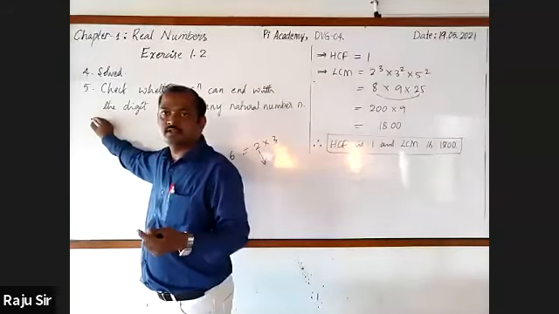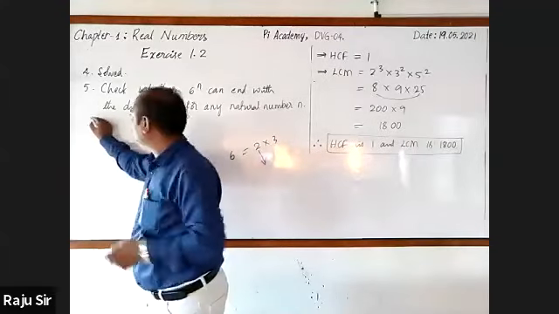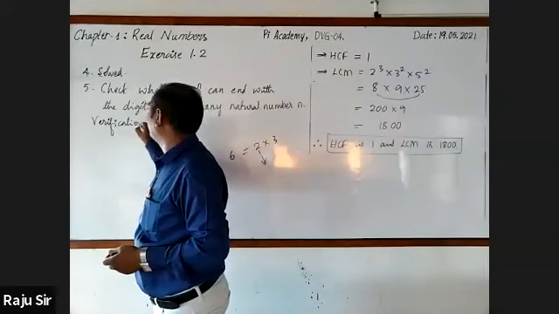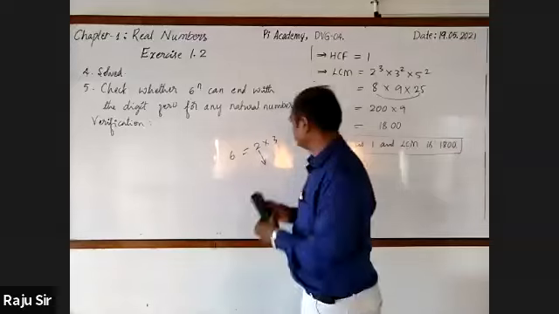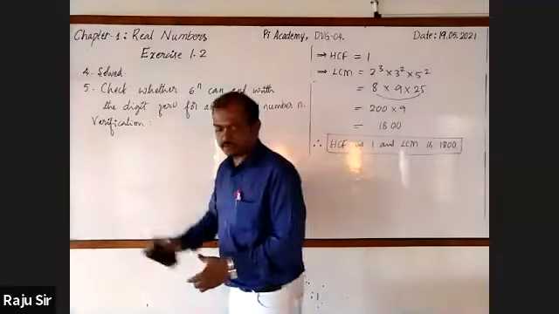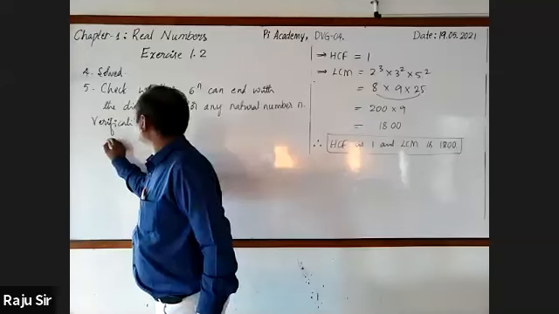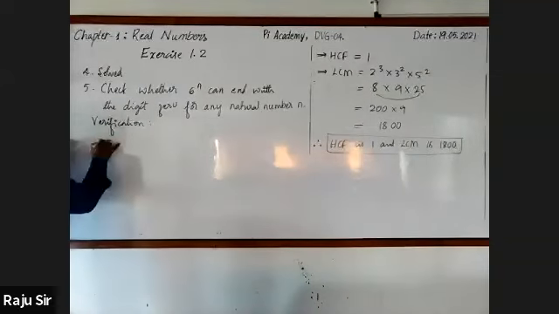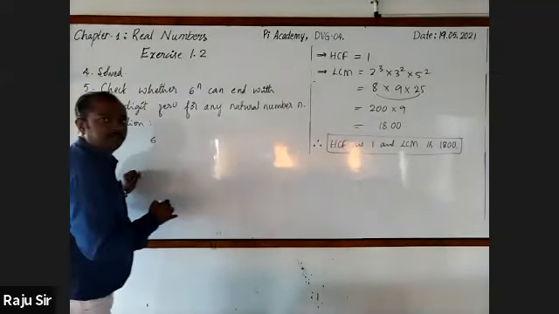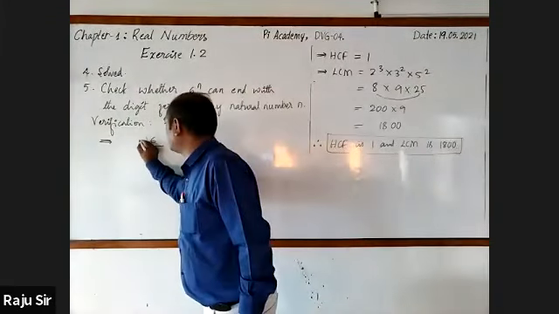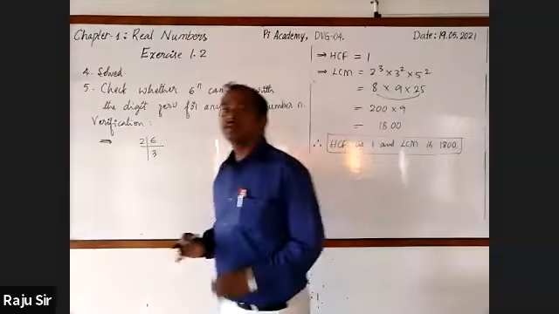As we are going to check it out, what word should be written here? Should I write answer? Verification. Very good. We should write verification. Go for it. Take the number. The given number is 6, and its prime factorization is 2 into 3.